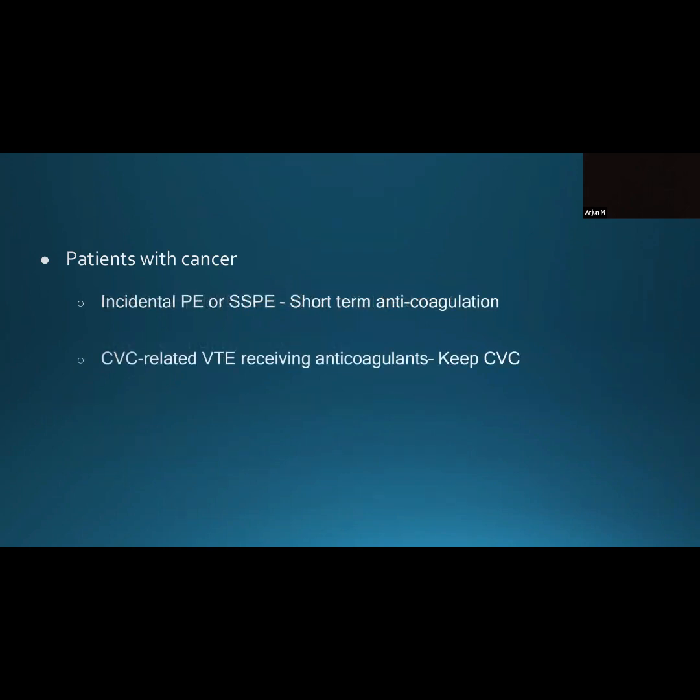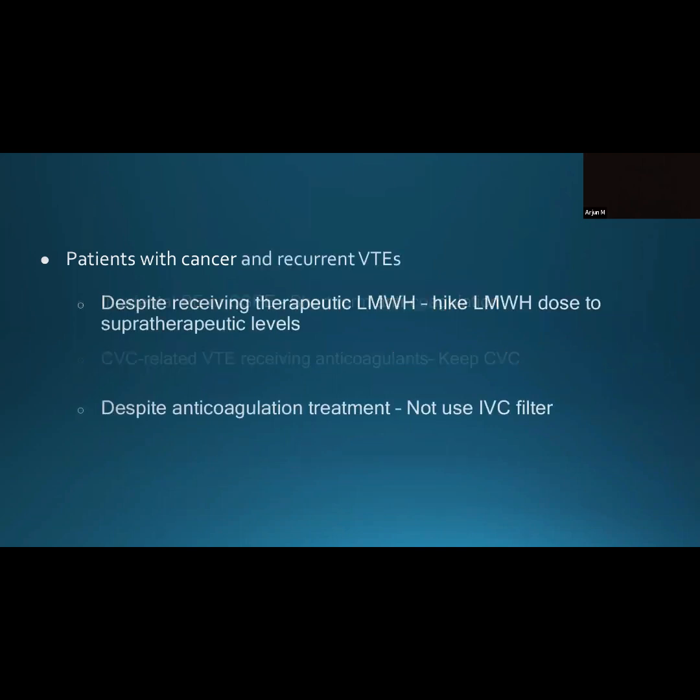And for patients with cancer who are suspected of incidental pulmonary embolism or SSPE, short-term anticoagulation is considered. While for those with a CVC-related venous thromboembolic event receiving anticoagulants, it is suggested that we keep the CVC intact. And with recurrent VTE despite receiving therapeutic low molecular weight heparin, we must increase the dose of low molecular weight heparin to a supratherapeutic level. And if they're having a recurrent venous thromboembolic event, it's suggested that even after anticoagulation treatment, we need not use IVC filters.